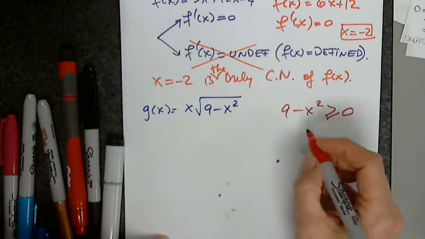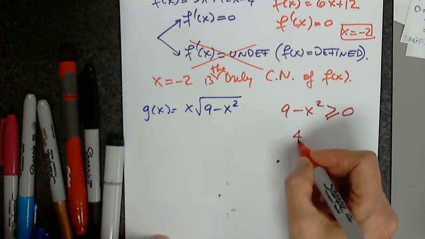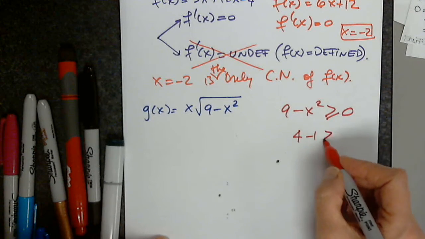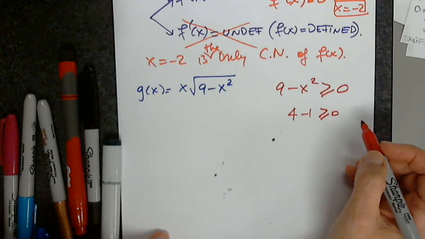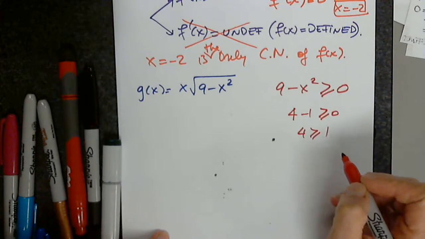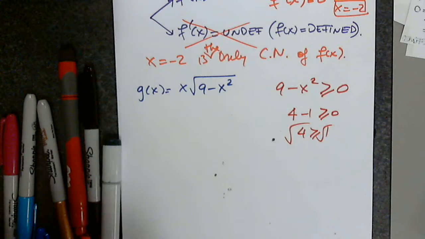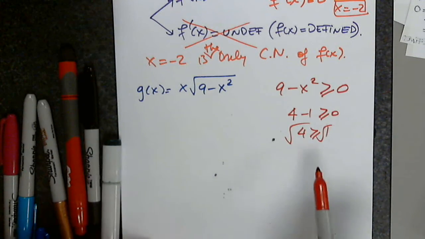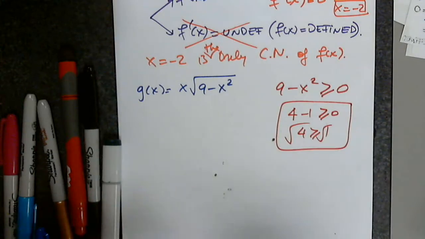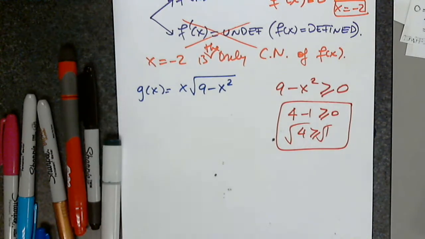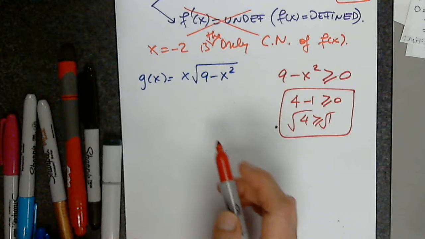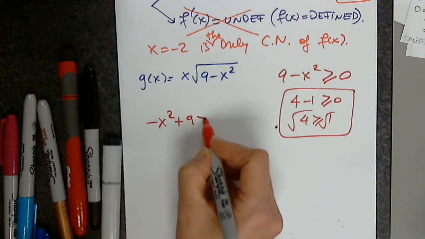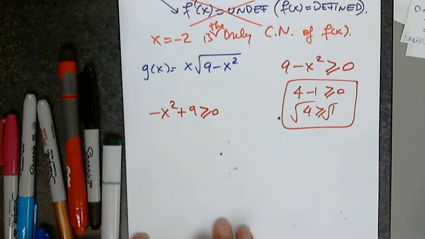So, for example, 4 minus 1, is this greater than or equal to 0? Then I can separate it and take the square root because they are both positive. But here I have no idea what x is, so I cannot do this. First of all, I have to arrange it in descending order. Then I see that it has a negative leading coefficient. What do I do then?